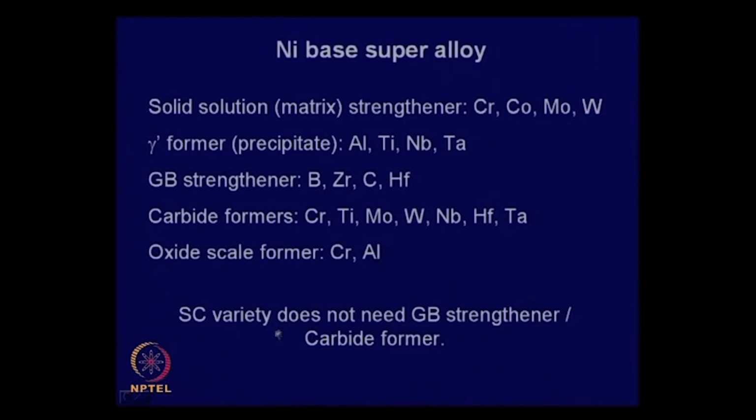And in fact, if you go for the single crystal variety, then many of these need not be added, like the grain boundary strengtheners you do not need. But you need to increase its capability, so you possibly need certain elements which have a very high melting point. They are often added, like rhenium, to increase the solvus temperature or the melting temperature. So, in short, you can say the single crystal variety does not need grain boundary strengtheners. So, they are actually leaner alloys.